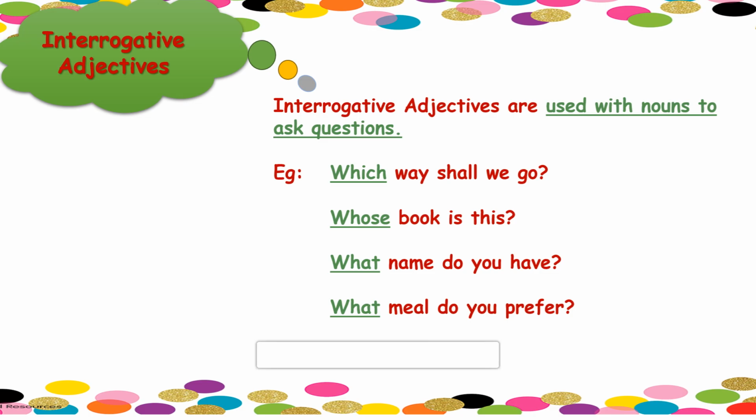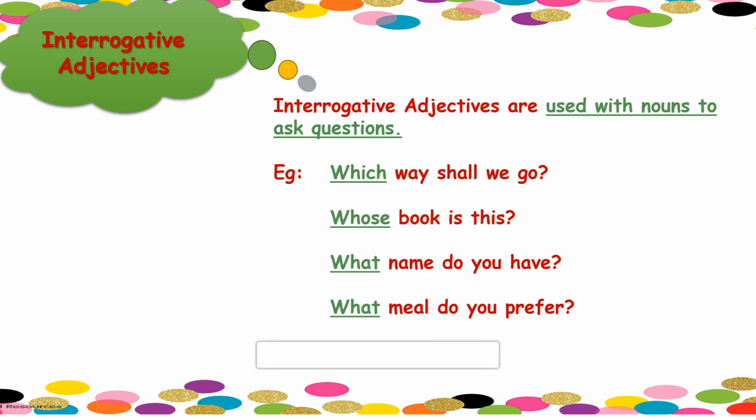Which way shall we go? Here also you can see which is a WH word and way is a noun, so it is an interrogative adjective. Whose book is this? Here whose is a WH word and book is a noun. Last example, what meal do you prefer? What is a WH word and meal is a noun.